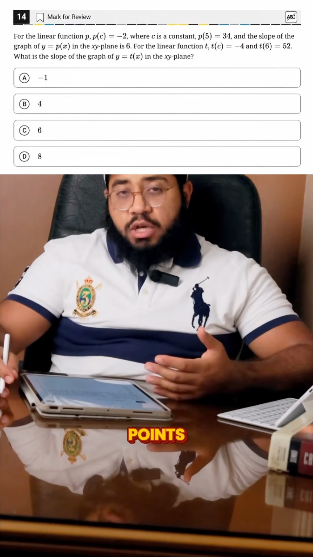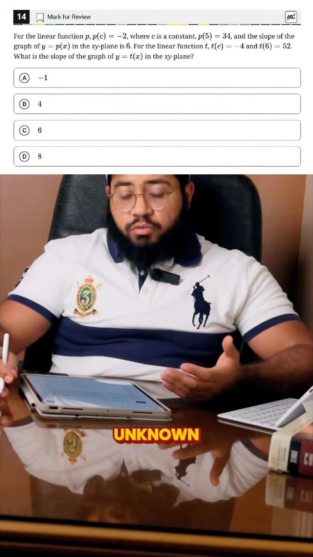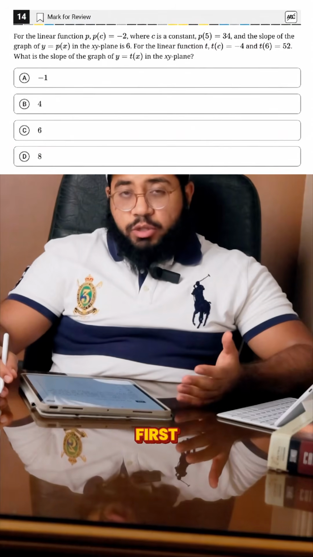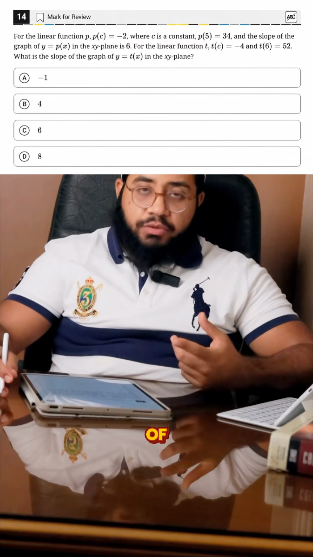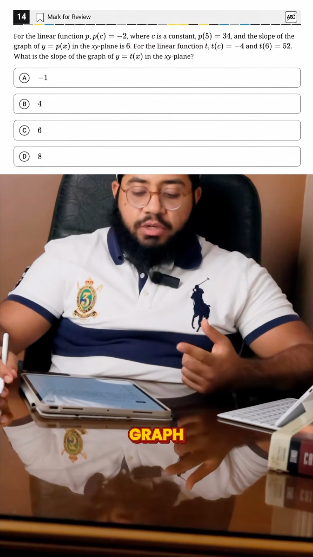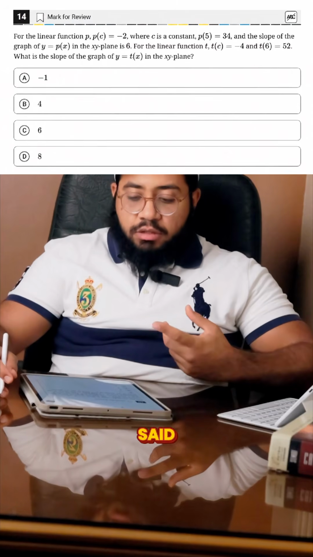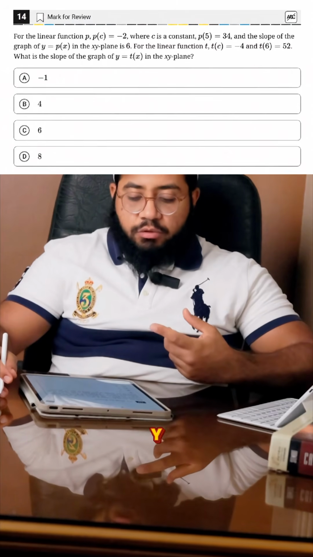So he gave me 2 points, one of which has an unknown x-coordinate, which is c. The first point is c and -2. The second point is 5 and 34. And he told me that the slope of this function, of this graph, is 6. He said that the slope of the graph of y equals p of x in the xy plane is 6.